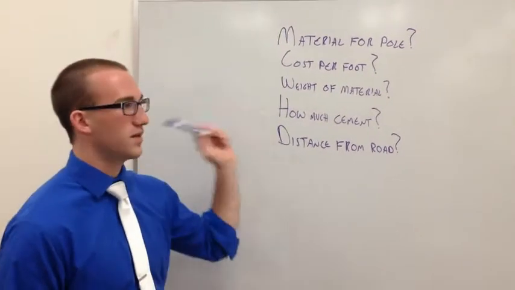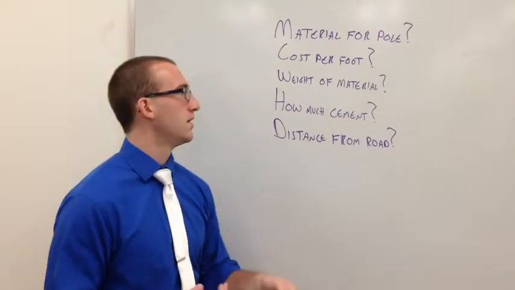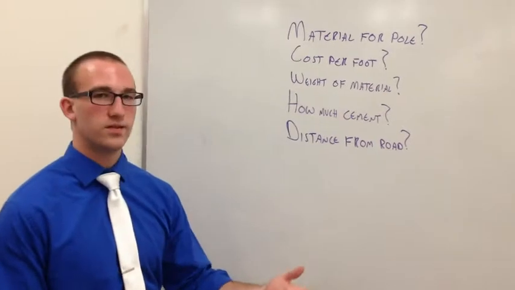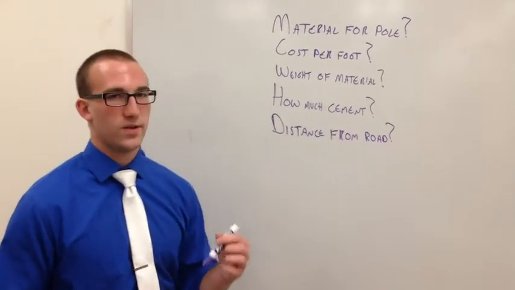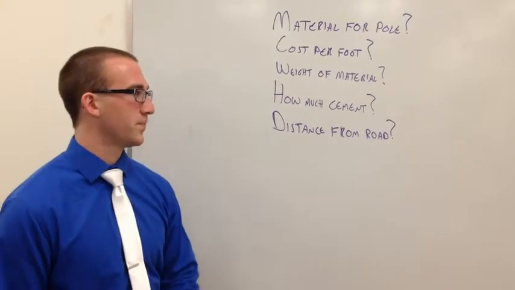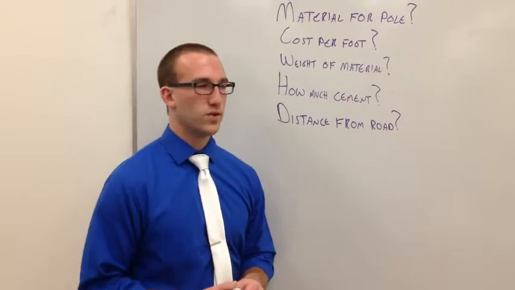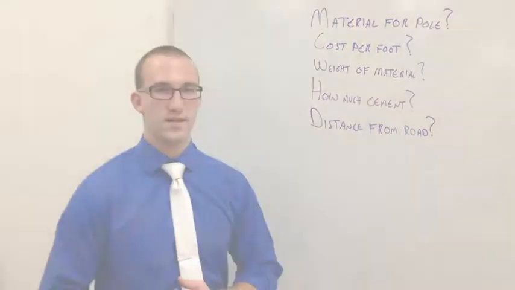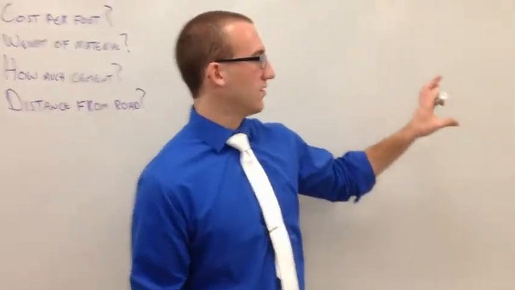So first, what material are you going to use for the pole? Steel, aluminum, iron. How much does your material cost per foot to build that pole? How much does each material weigh? How much cement does it take to hold that weight? And how far from the road can it be seen? So looking at all those questions, you could then go through the engineering design process. You go down each step of the engineering design process and look at this problem.